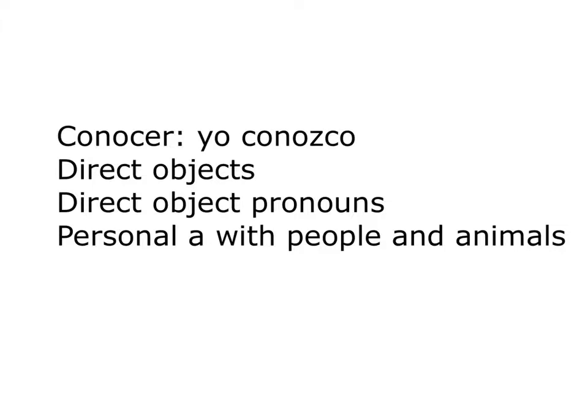Well, I have tired your brain out enough for today, so let's review what we learned. We know that conocer, the verb to know or to be acquainted with someone or with a place, has just one irregular in the present, yo conozco. We learned that direct objects receive the direct impact of a verb like conocer, to know, or to hug, or to kiss, or to see. We know that direct object pronouns are short, tiny little substitutes for something longer like my cat or El Presidente Obama. And we know that we have a sneaky little word, a, personal a, that we use in Spanish to mark direct objects that are people or animals.